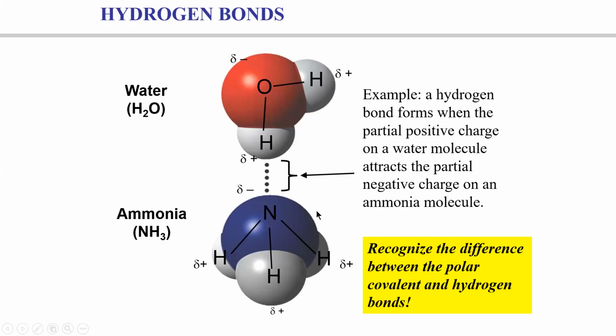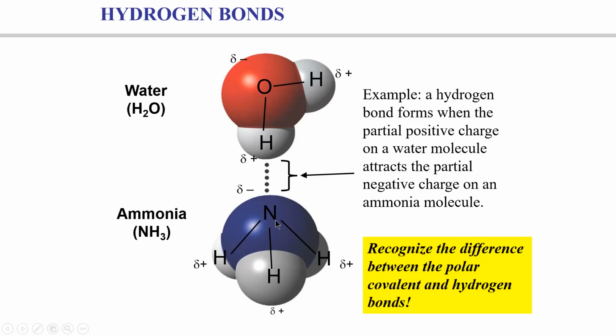The same thing with ammonia. Ammonia is a nitrogen and 3 hydrogens. Hydrogen to nitrogen is a polar covalent bond. You're going to memorize that on the slide that I told you. And the electrons spend more time around the nitrogen than they do around the hydrogen. So this end of ammonia is going to be more negatively charged.